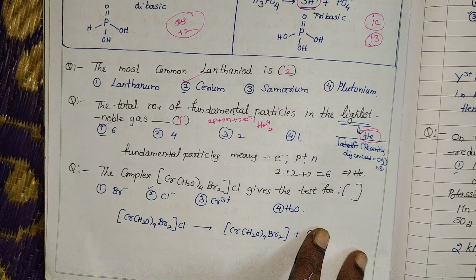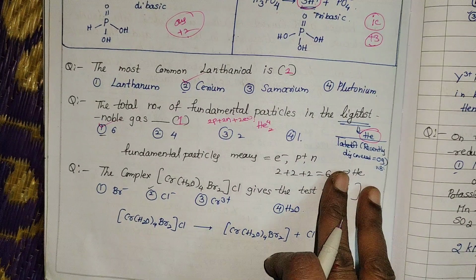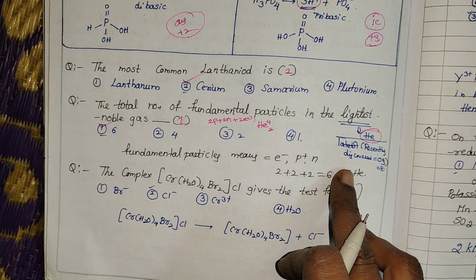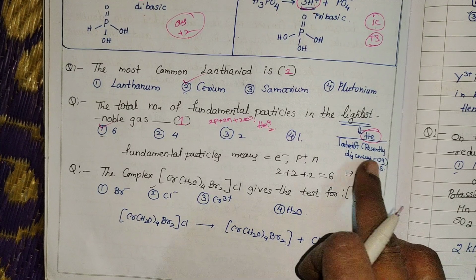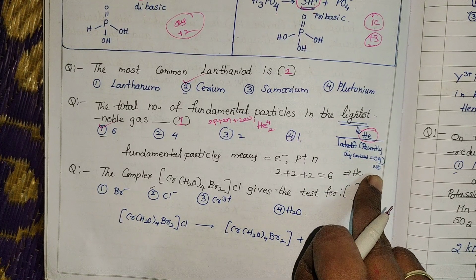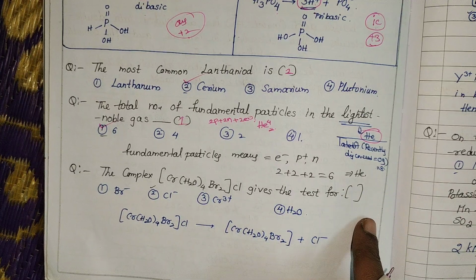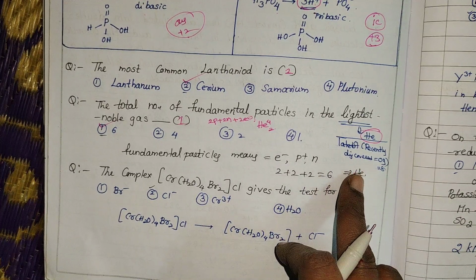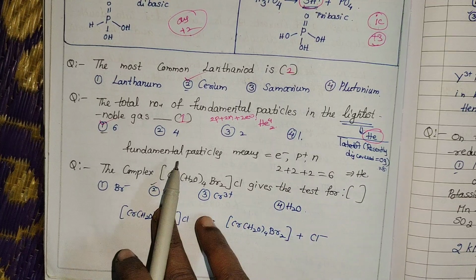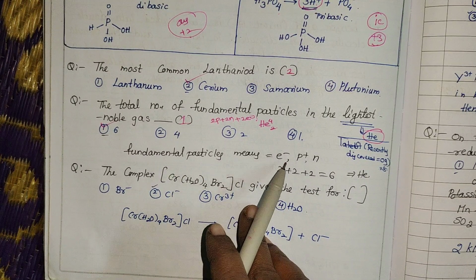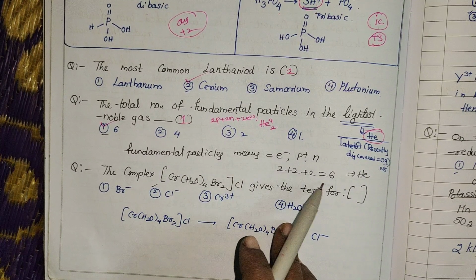One more piece of information for you: the latest and recently discovered noble gas, the last element of the noble gas series, is oganesson, 118. Remember, the element 118 is named oganesson. It was recently discovered. Next, once you check, the fundamental particles, electron, proton, neutron, are 2 plus 2 plus 2, which is 6.